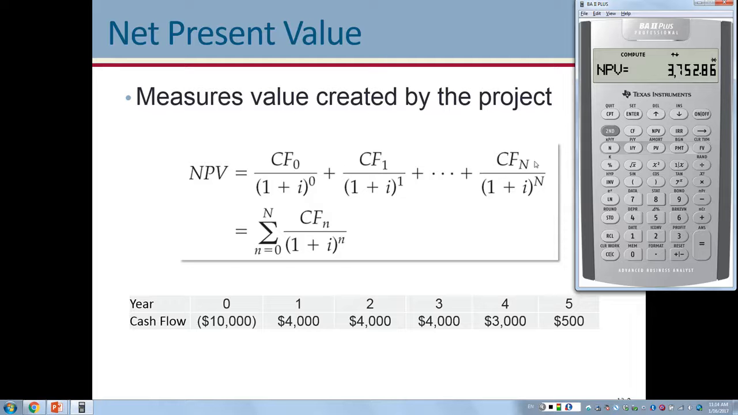Calculating the present value of each of these 5 cash flows, adding them up, and seeing if you're making money in today's terms. Once we calculate the present value of all of this, we add them up and subtract our initial investment of $10,000, we're making $3,752.86. Is that a good investment? Yeah, we're making money, right?